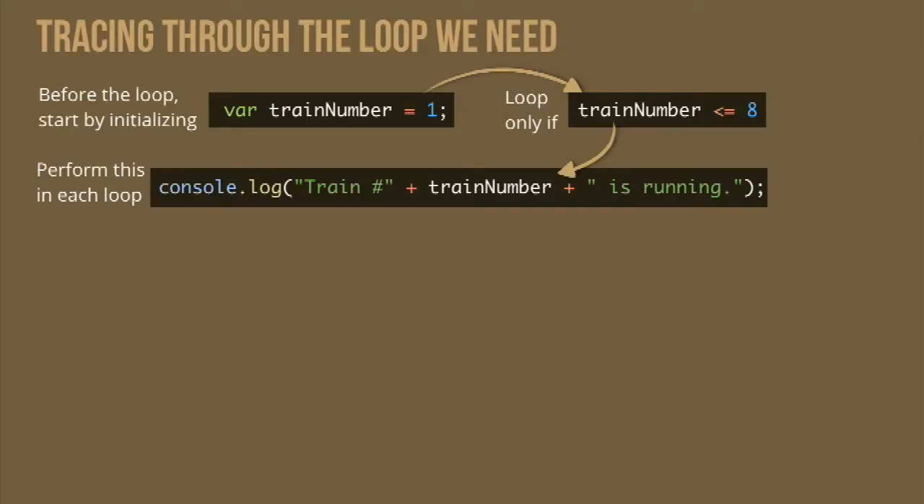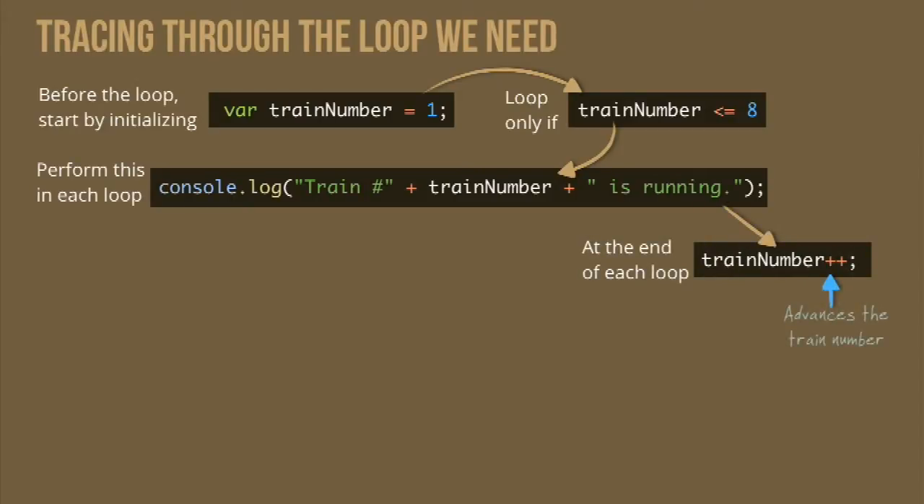Once that code is finished, we'll perform the very important step of incrementing our train number, which steps forward to the next train and will eventually stop our loop. After incrementing our variable with train number ++, we'll cycle back up to check the less than or equal condition again. This looping procedure will continue until the train number is greater than 8 and the loop should stop.